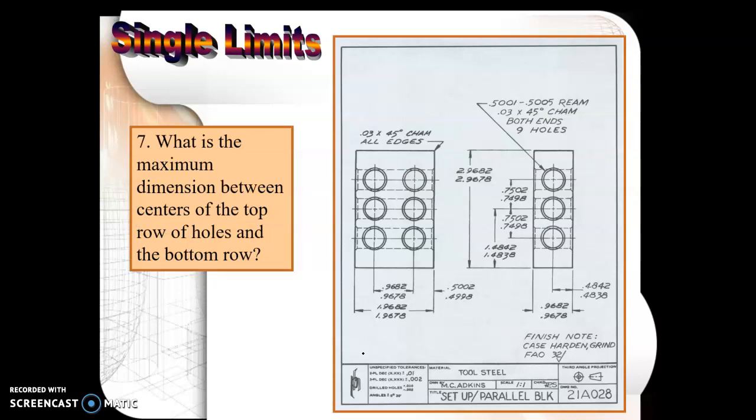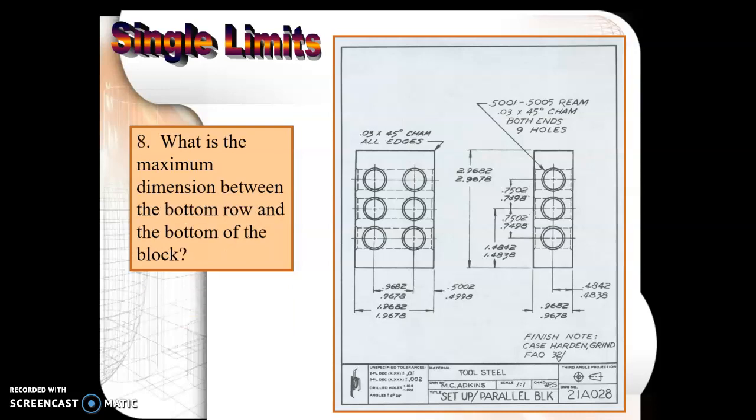What is the maximum dimension between the centers of the top row of holes and the bottom row? When it comes to answering questions about maximum and minimum values, we have to be somewhat careful. In this question, it's asking about the dimension from here to here, from the top row of holes to the bottom. This question's fairly straightforward. We want to know the maximum dimension this can be, and we're adding two dimensions together. So it makes sense that the maximum dimension would result from taking the maximum of each dimension and adding those two values together, and we should get 1.5004.